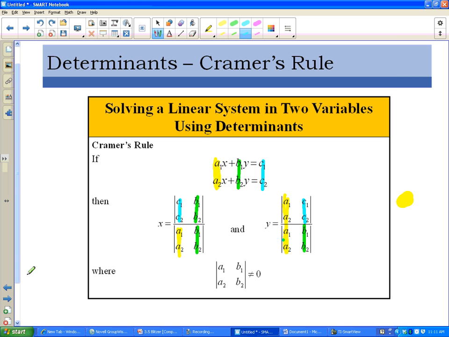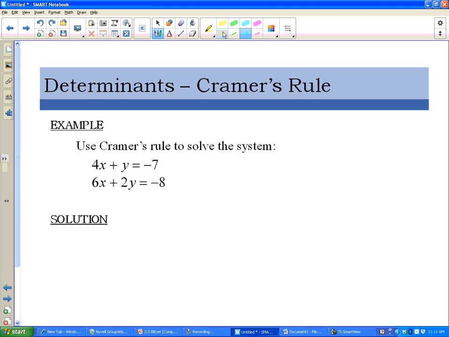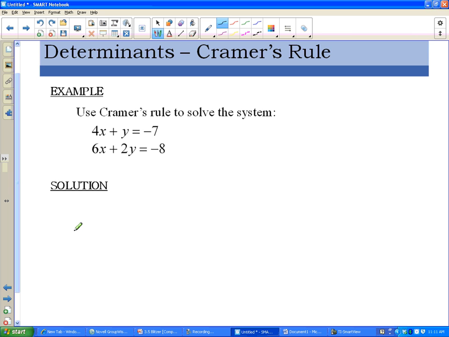So let's look at an example of this. Use Cramer's rule to solve the system 4x plus y equals -7, 6x plus 2y equals -8. Again, this is one of those situations where, yes, it's easier to just use elimination or substitution, but if we had a much more difficult problem with many more variables, this would be an easier thing to do, assuming we had a calculator to do the determinants for us if it was really long.